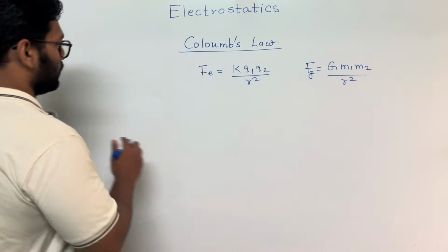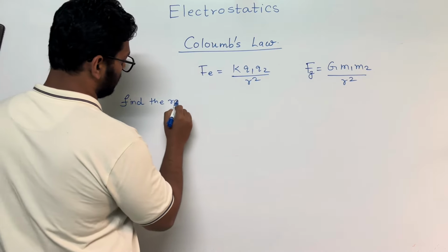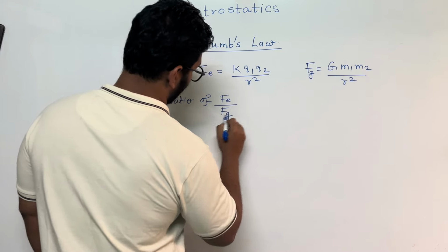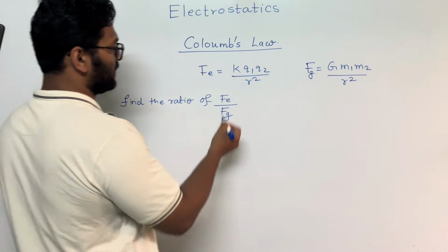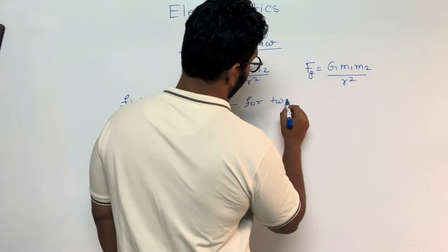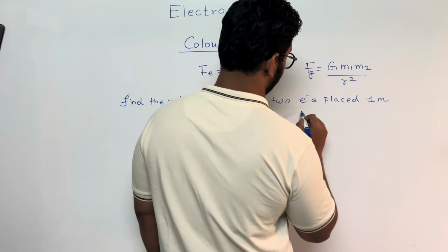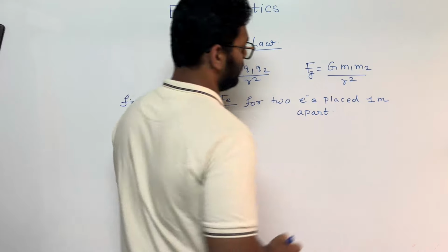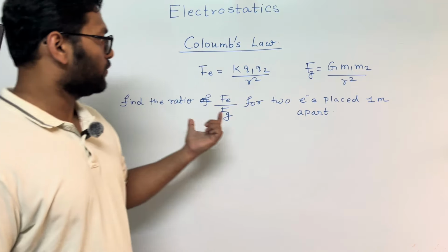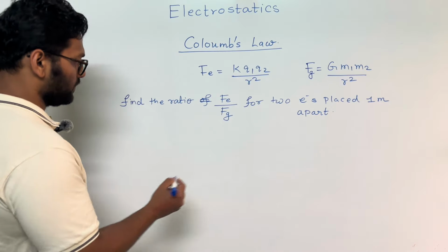Let's do one question. Find the ratio of F_E by F_G for two electrons placed 1 meter apart. We have two electrons, and as I said, an electron also carries mass. So two electrons are kept 1 meter apart. You have to find the ratio between the electrostatic force and the gravitational force between them. So let's look at that question.